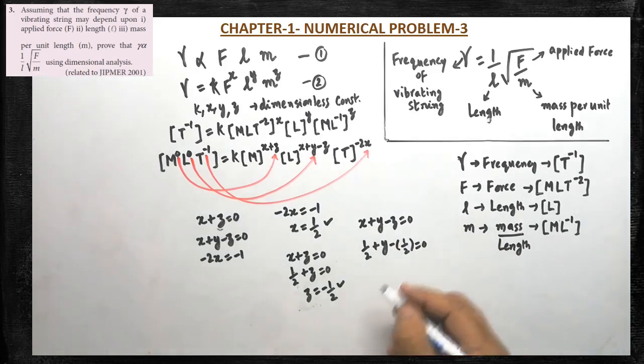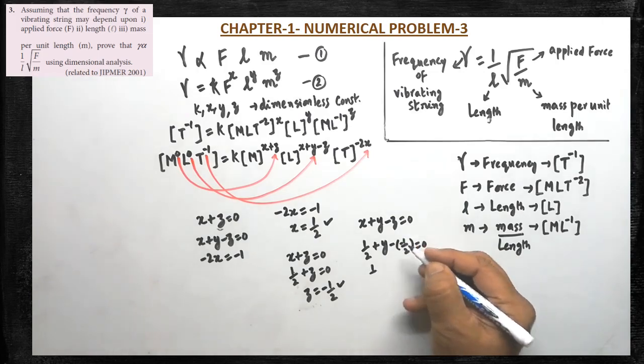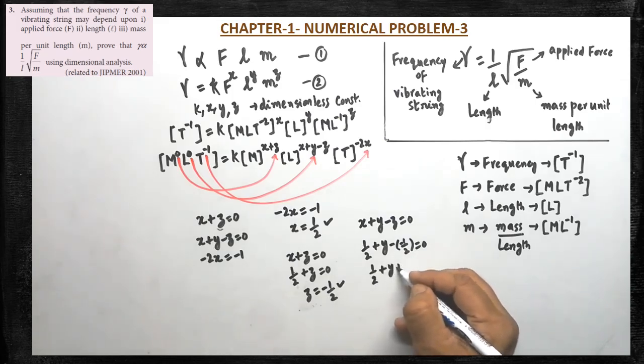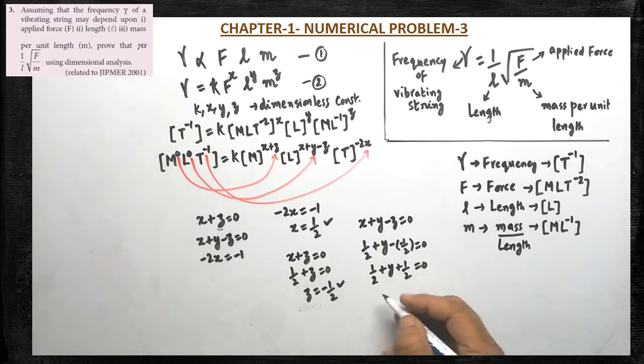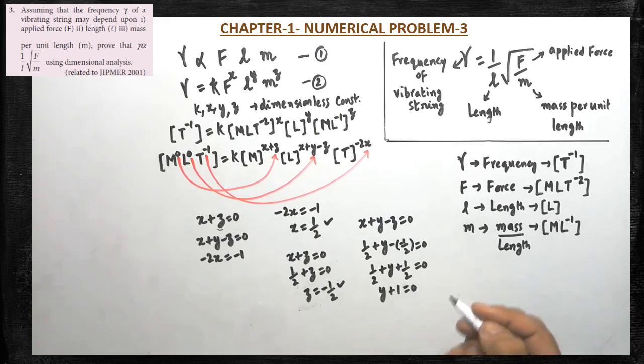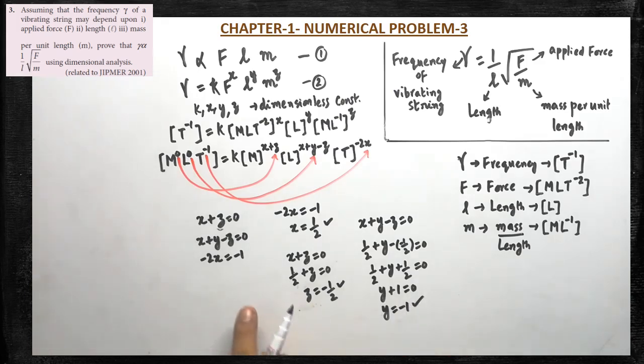Are you clear? Now, half minus half. Therefore, this one becomes plus half is equal to 0. Y plus 1 is equal to 0. Therefore, the value of y is minus 1. So, x is half, z is minus half, y is equal to minus 1. Okay. So, all the 3 factors are found out.